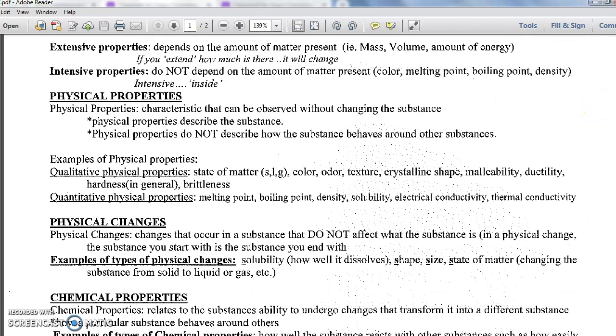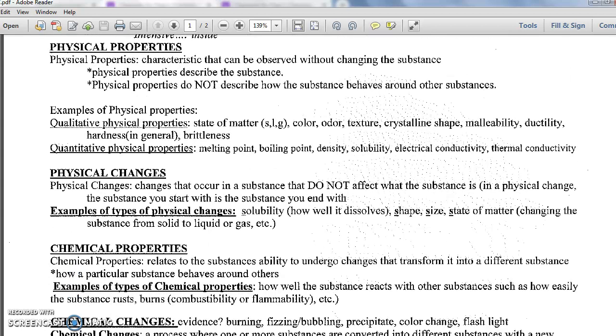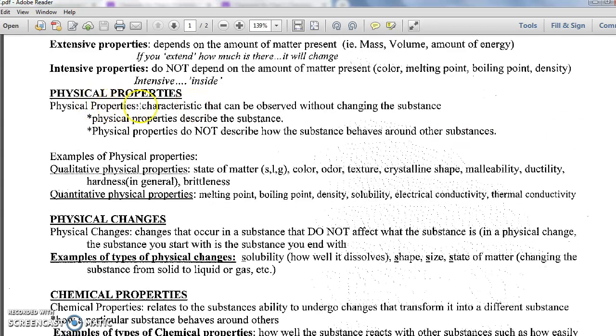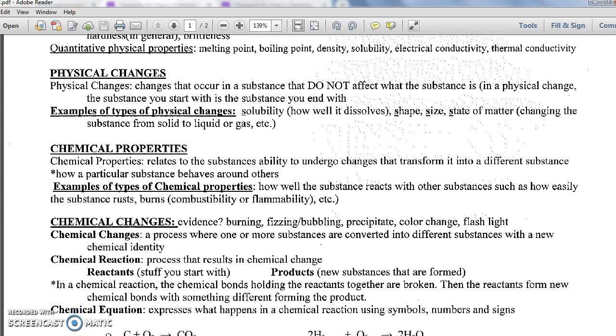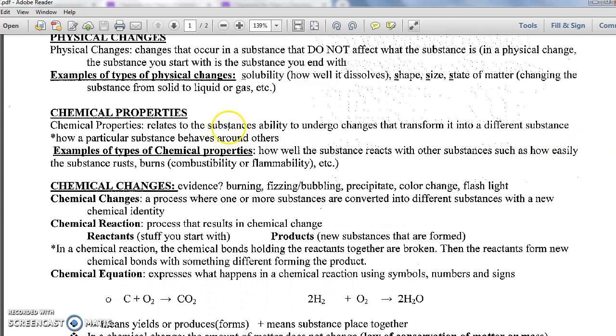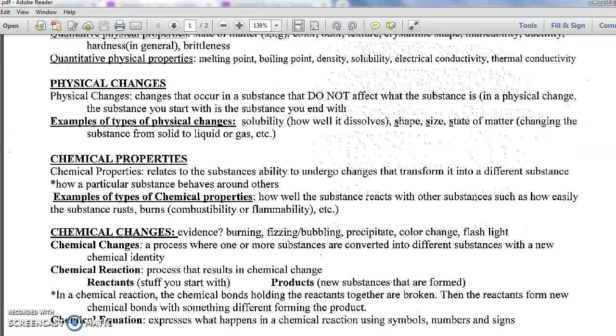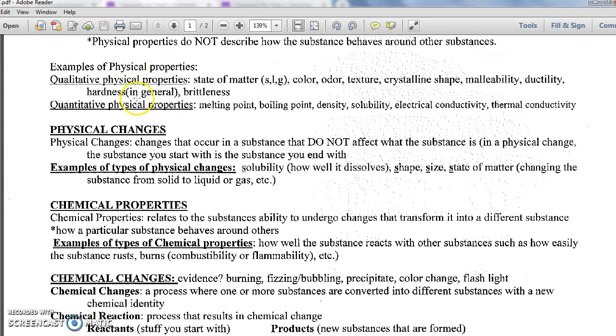We went on in our last video to talk about the differences between physical properties and chemical properties. Physical properties are things you can observe without changing the substance. You don't need other substances present to see that property. That's unlike chemical properties, which relate to the ability of a substance to undergo changes that transform it into other substances. In other words, how well it chemically reacts, producing a new compound. We talked about types of chemical properties. We talked about types of physical properties, both qualitative and quantitative.